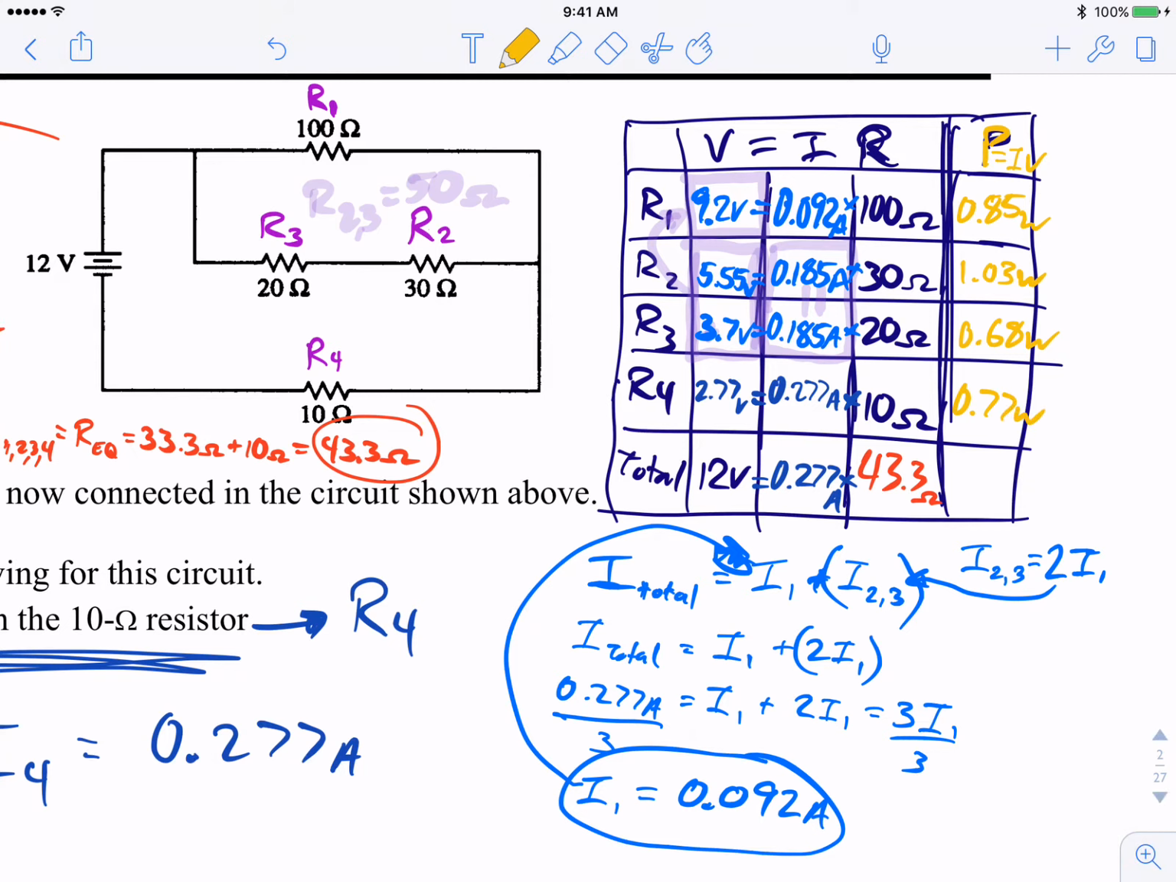Adding all those together, we'll get the total power. So 0.85 watts plus 1.03 watts plus 0.68 plus 0.77 watts, we're going to get 3.33 watts. Verify by doing your total voltage times your total I, and hopefully you'll get 3.33 as well. So 12 times 0.277 is 3.3 also.